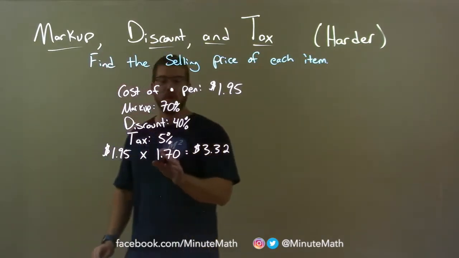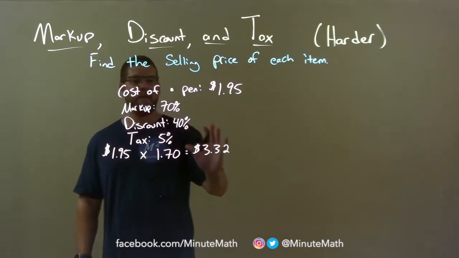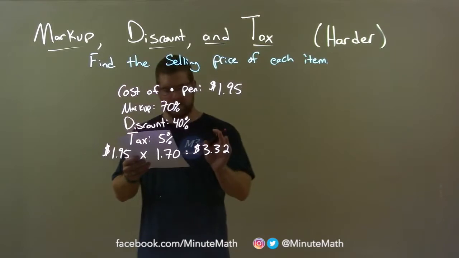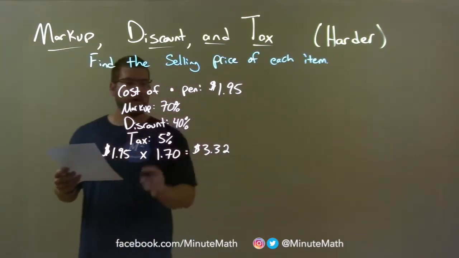Now, here's a quick learning lesson. That 1 is very important. That allows us to keep the pen and then include that 70% markup, all right? So $3.32 is the cost after the markup, okay?